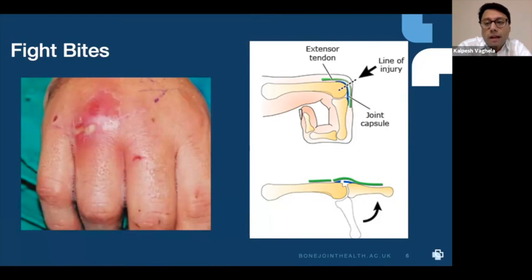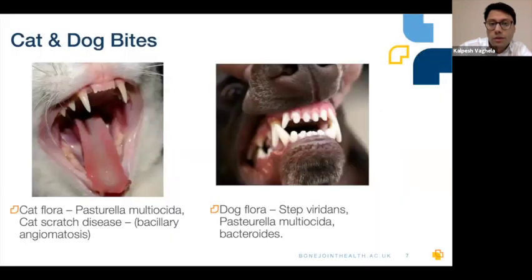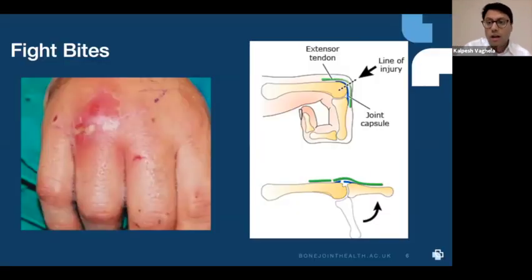So this is something that is quite a common injury, and you need to be aware of it. If you do see it, you do need to treat it quite aggressively. This sort of injury requires washout in theatre, and often the extensor tendon is actually injured at the same time.